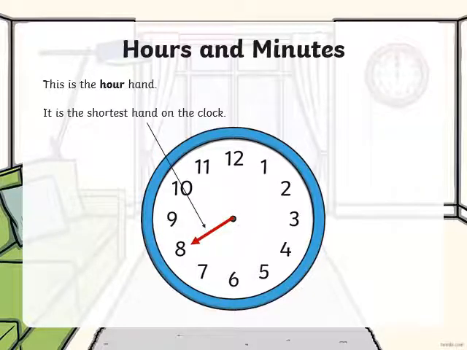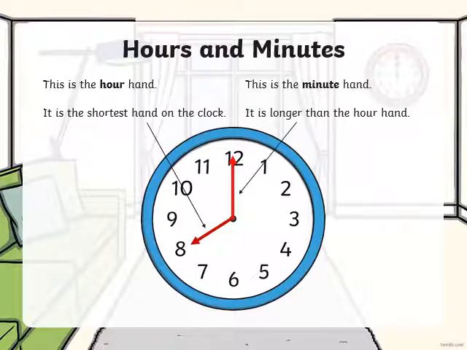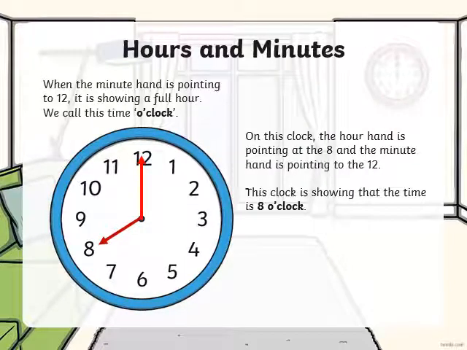This is the hour hand. It's the shortest hand on the clock. This is the minute hand. It's longer than the hour hand. When the minute hand is pointing to 12, it's showing a full hour. We call this time o'clock.